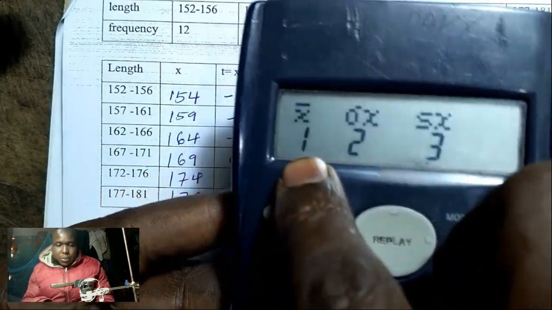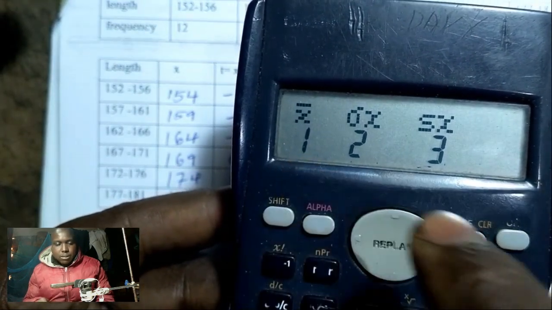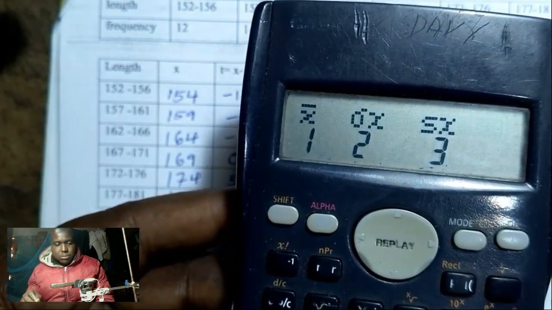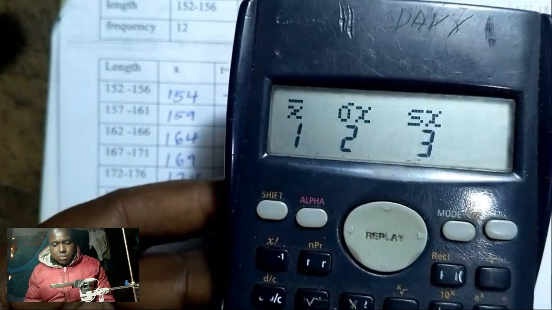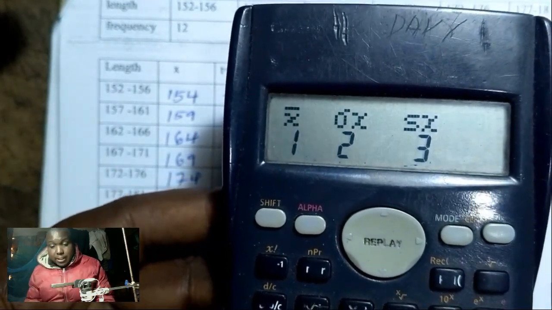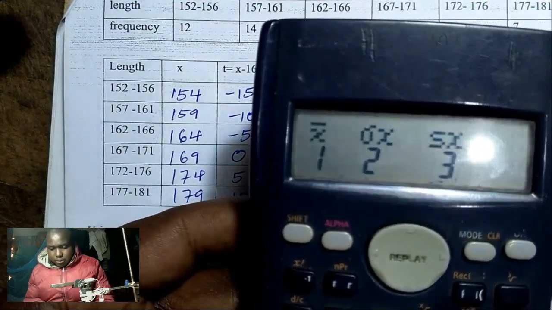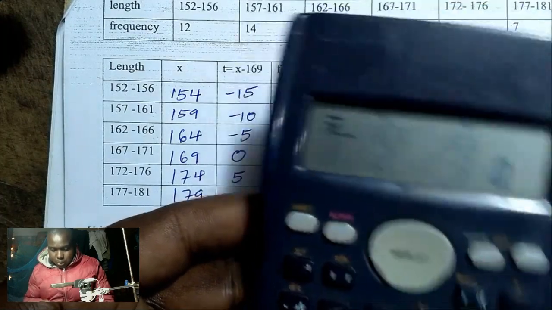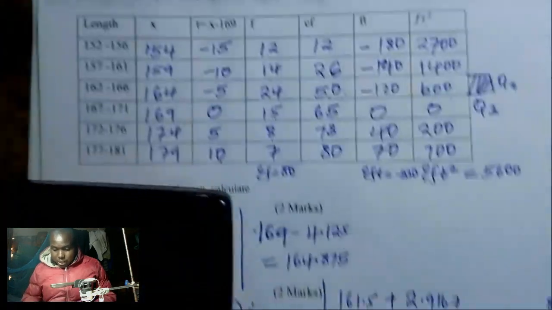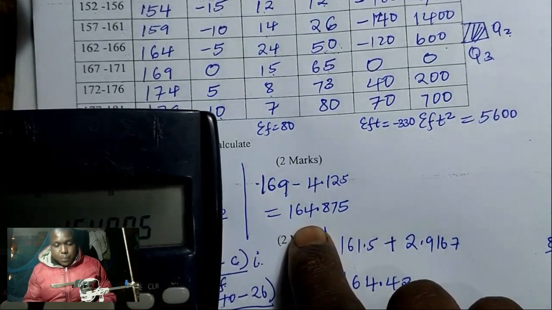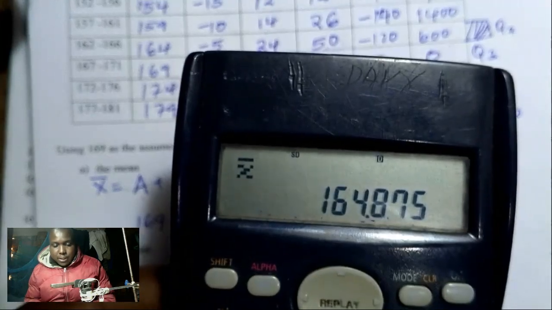Now next, my interest is here, shift 2. The first one is the mean. So if you press 1 and the equal sign, it will give you 164.875, and that is what we had here.